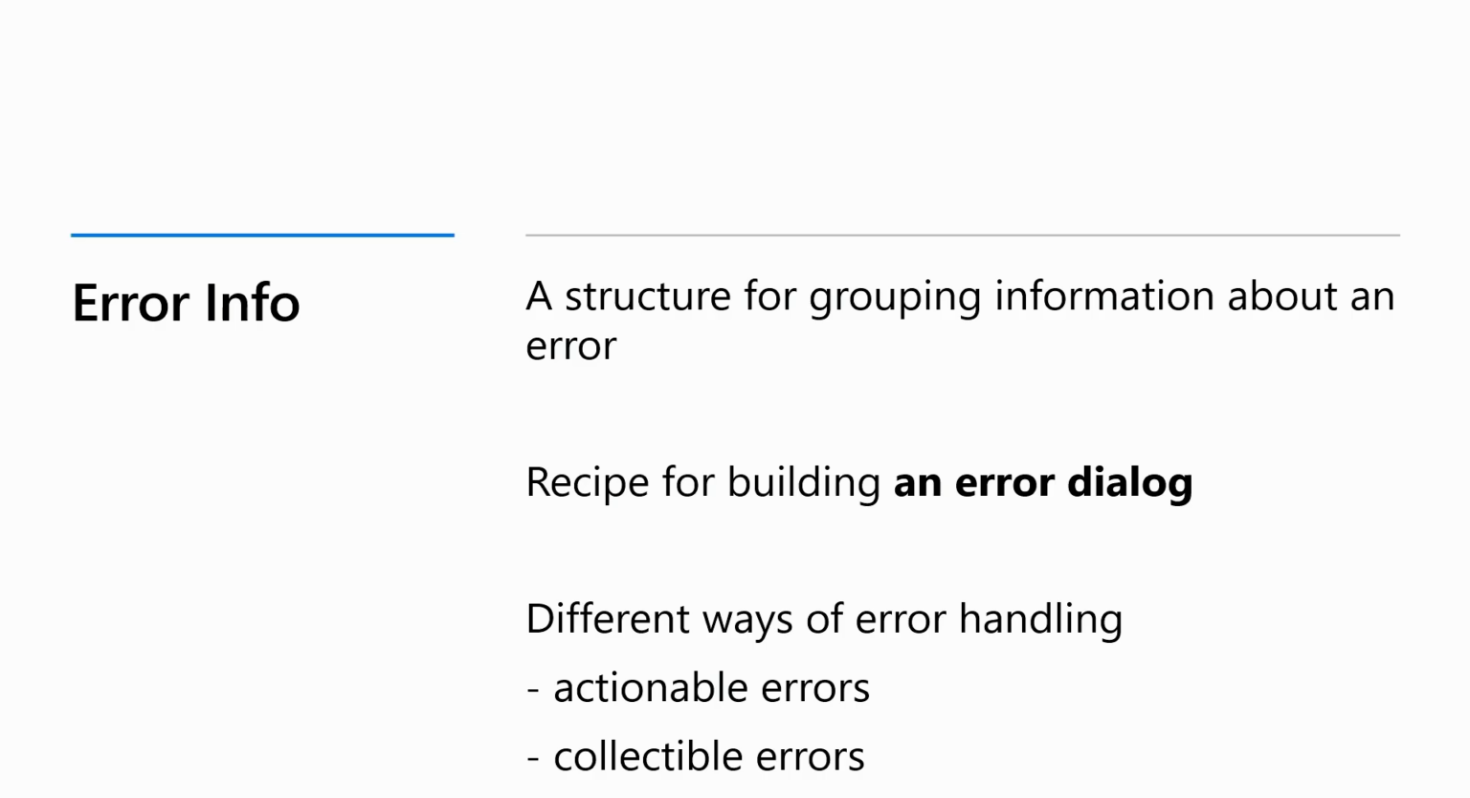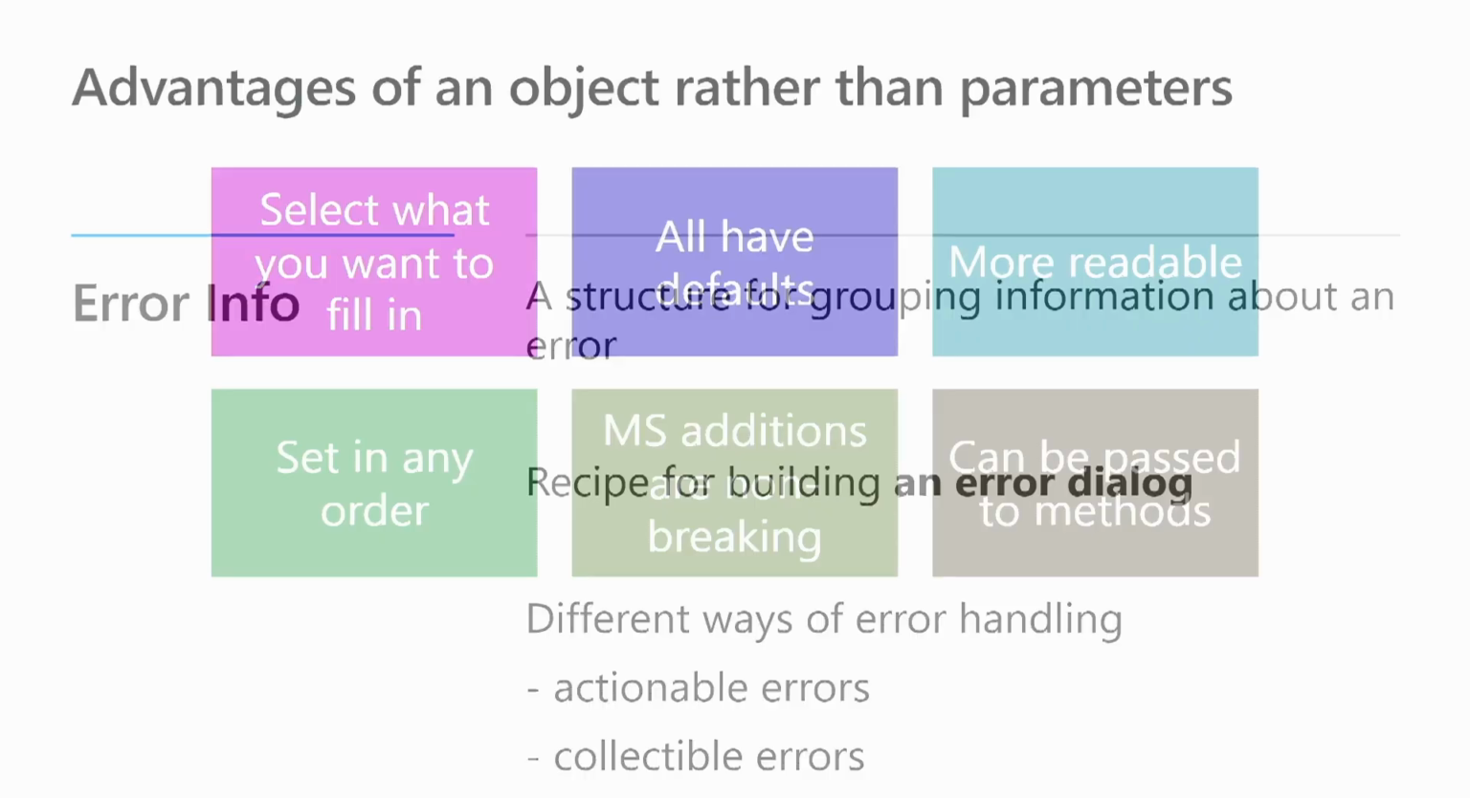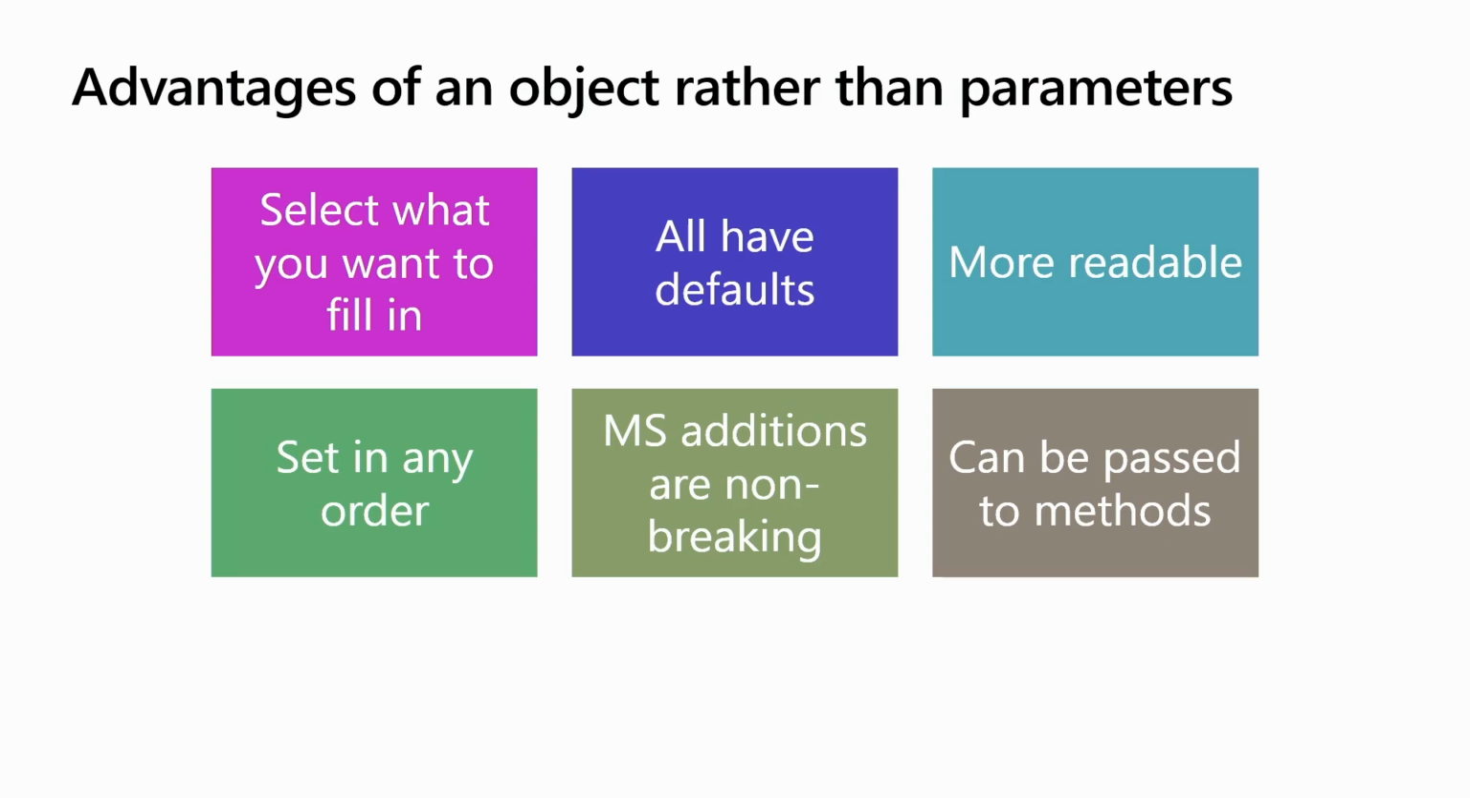You can use error info to implement different error handling frameworks that we have in Business Central. So for example, actionable errors or collectible errors, both of which we are going to cover in this session. First of all, let's take a look at what the advantages are of using objects instead of passing a very long list of parameters to a method.